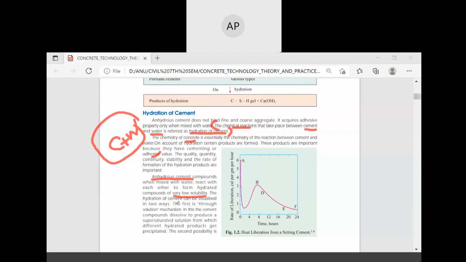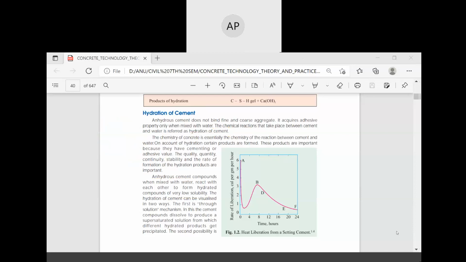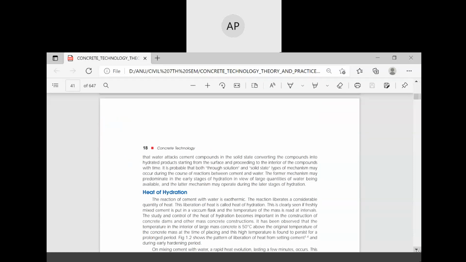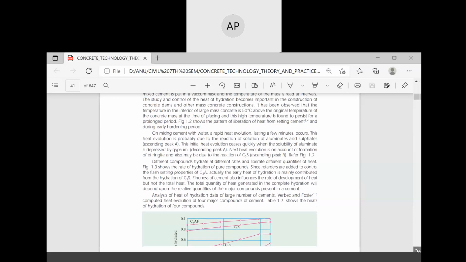The hydration of cement can be visualized in two ways. The first is through solution mechanism, in which the cement compound dissolves to produce a supersaturated solution from which different hydrated products will precipitate. And the second possibility is that the water attacks the cement compound in solid state. Okay. So next is your heat of hydration.